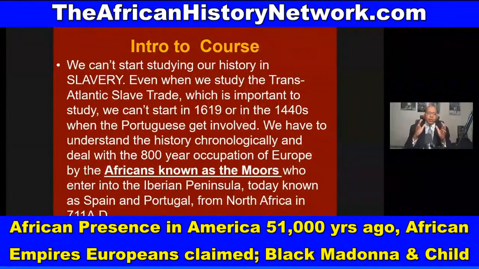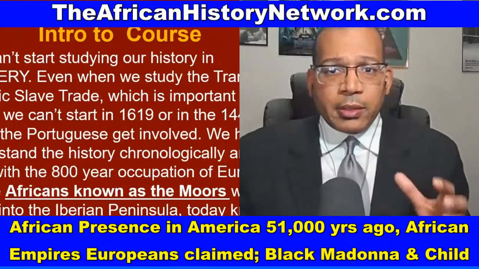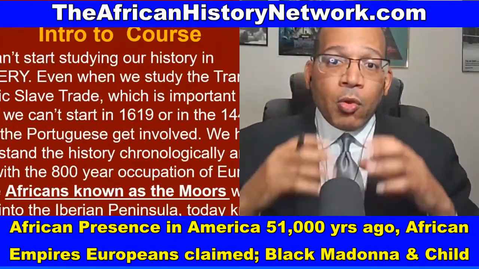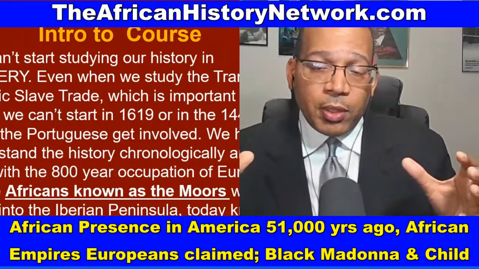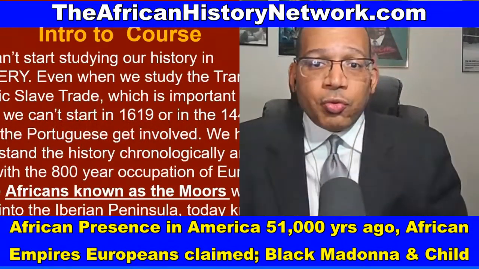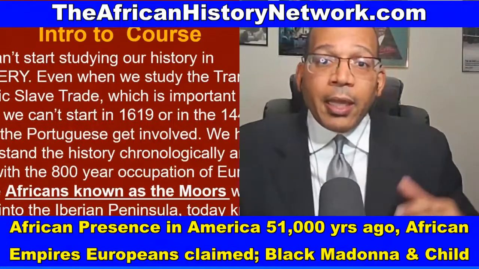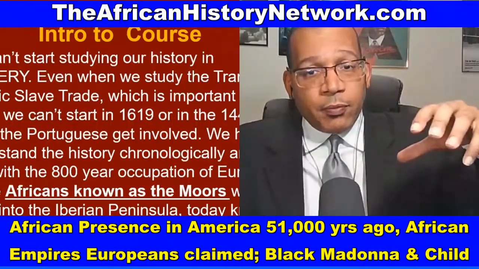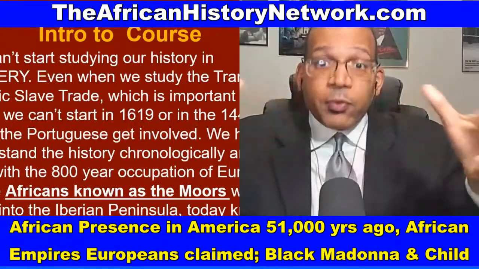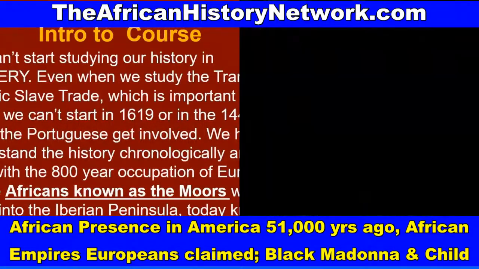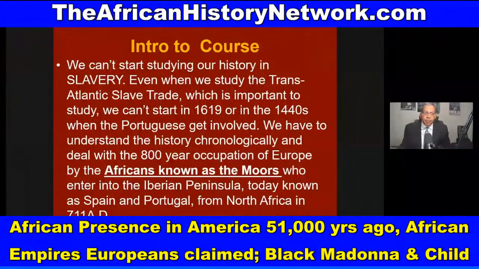We have to understand the history chronologically, and this is something that we look at in the class. We look at this history chronologically, and we go through thousands of years of history and see what actually leads to the transatlantic slave trade taking place. And then we look at the slavery here, of course, in this country that we call the United States of America.